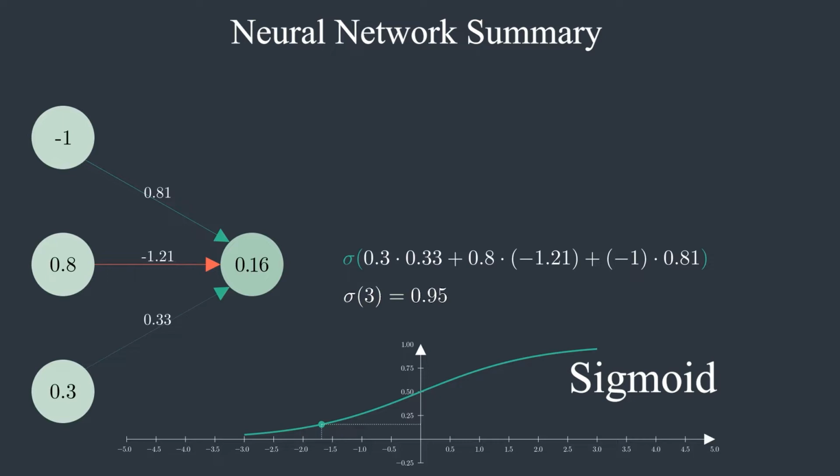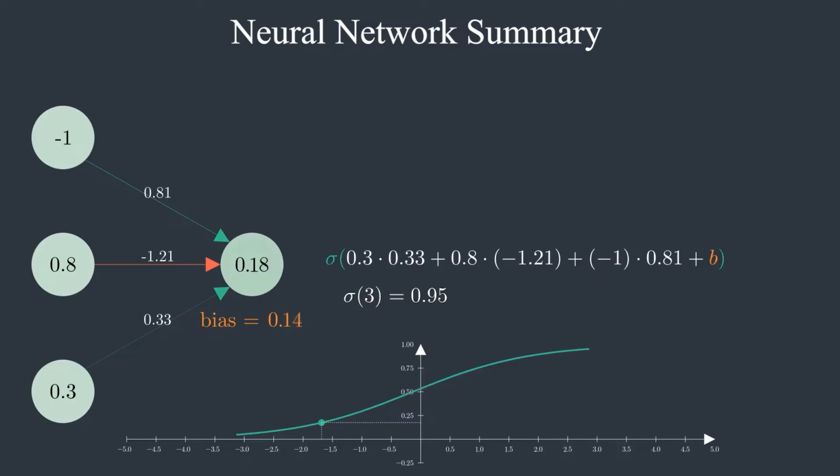But what if we want to activate the neuron for smaller values? We can do this by associating a term called bias with each neuron and adding the bias to the weighted sum before applying the activation function. Bias essentially shifts the activation function to the left or to the right and allows us to manipulate the threshold.